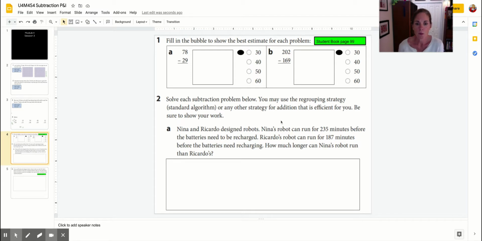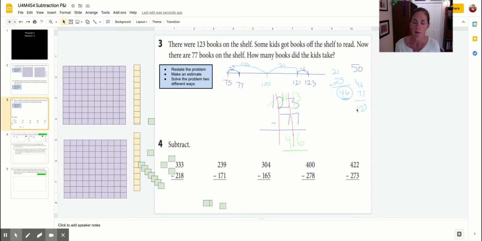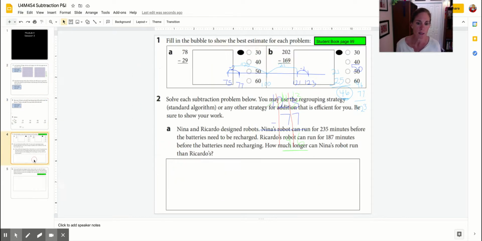You could use whatever strategy works for you. And I would encourage you to do what we did up here, where we checked our answers. I think that's a good strategy. So once you've figured out the answer to A and the answer to B, see if you can add the two smaller numbers together. They should equal your bigger number. And remember, this is just estimating. You do not have to do this actual problem.